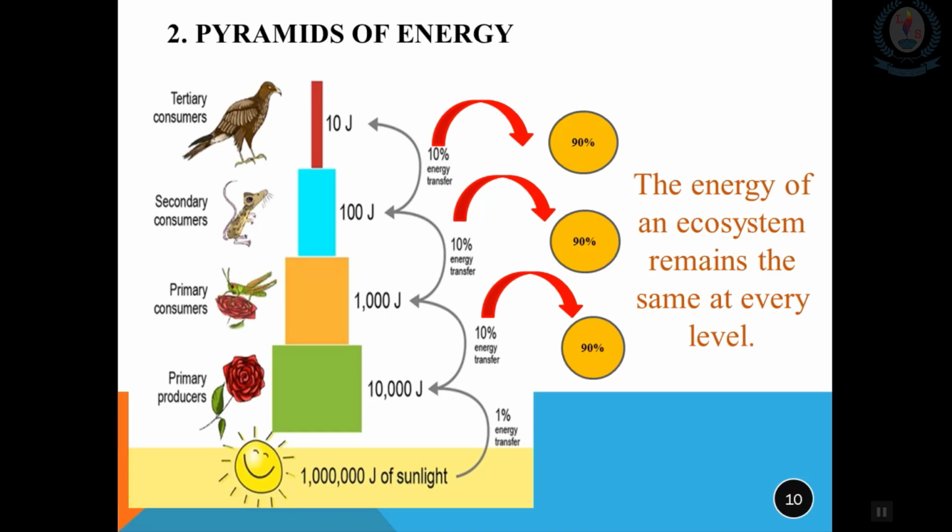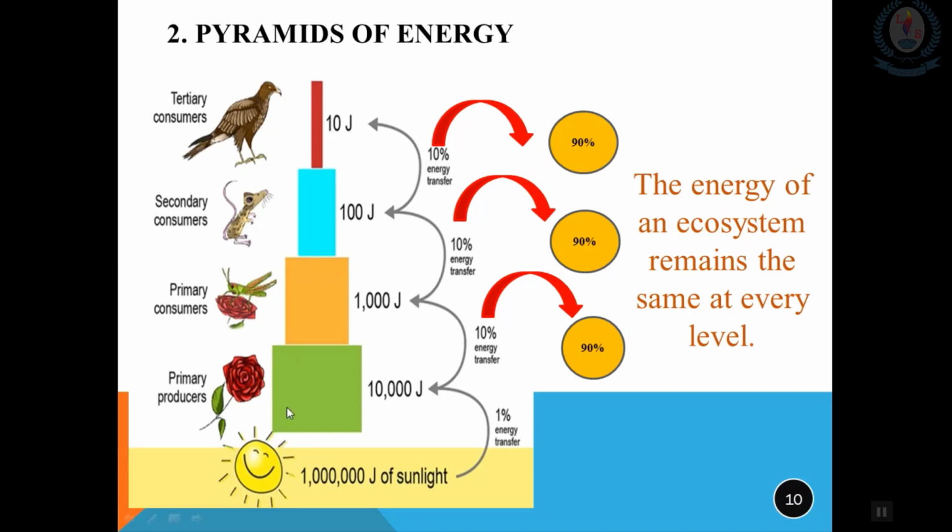We have to remember that the total energy in an ecosystem remains the same at each level. It's the size of the different energy stores that changes. Less energy is stored in the organisms and more energy is stored in the surrounding atmosphere as we move along a food chain. So let's have a look at the given example.